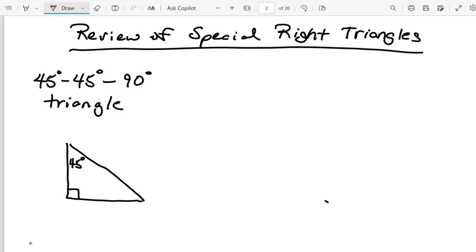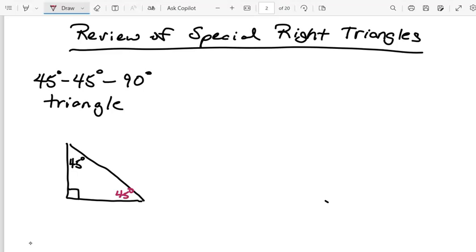If a triangle has two angles that have the same measure, and in this case, when we look at this triangle here, we see 45 and 90, and the other angle must be 45 since the angles have to sum to 180. Then if two angles are the same, then two sides will be the same.